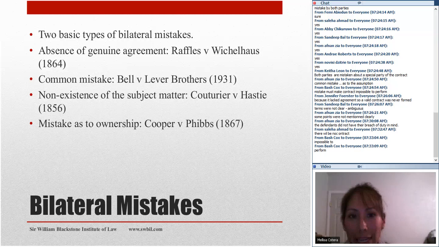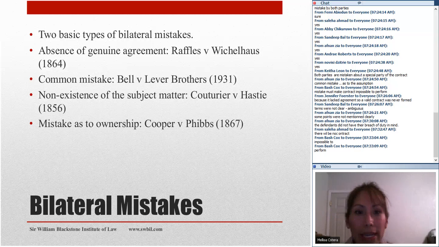But let's be careful that this will not occur where the mistake is brought about by the negligence of one party. So this means that the parties didn't know that the subject matter didn't exist at the time of the contract.